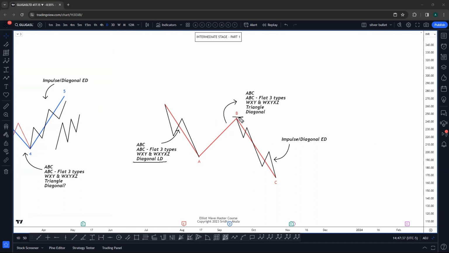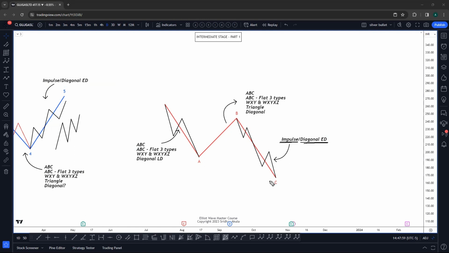Now, wave B. We already know it's the most dangerous wave within ABC. Within ABC, the most dangerous wave is wave B. It can form any structure. The last one is your C wave. Your C wave can form an impulse or an ending diagonal.